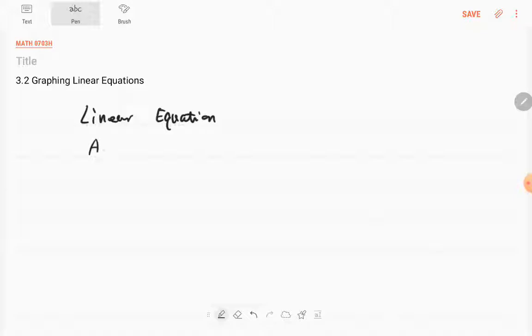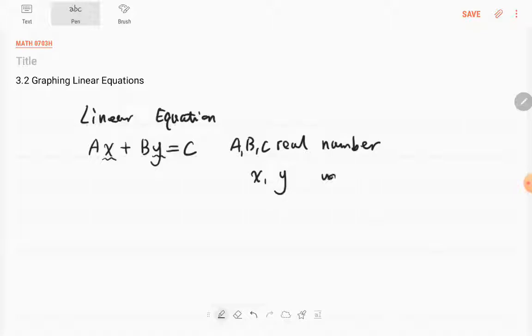Any linear equation can be written in this form. We only work on linear equations in two variables. Here, x is one variable and y is the second variable, right? We have two variables, x and y. And here, a, b, c are all real numbers. Of course, x, y will be our variables.